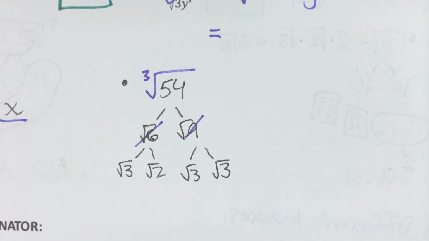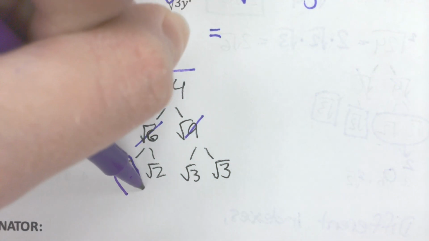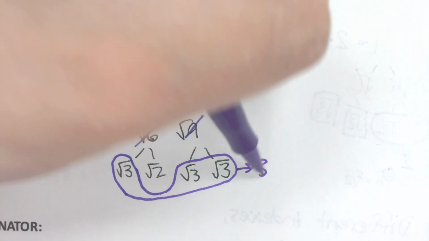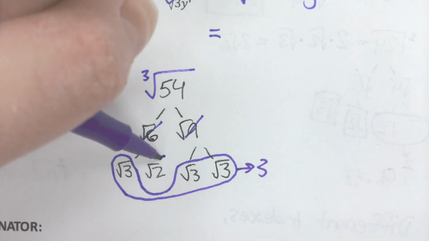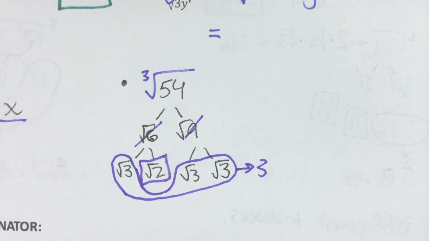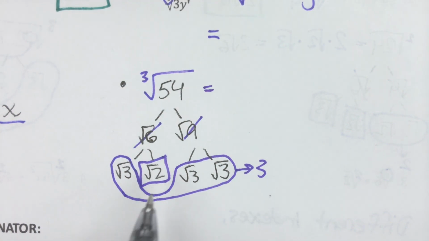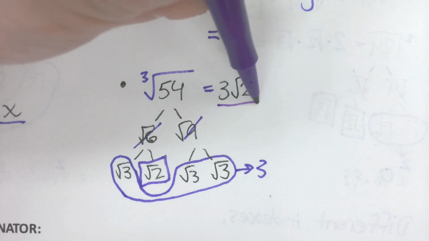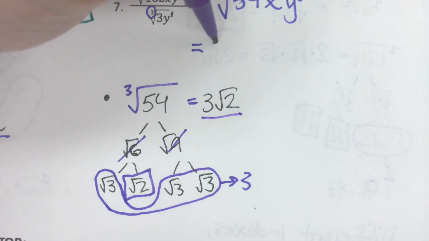The 6 and 9 are both gone now. Reminder, cube root here, we're looking for groups of 3. We do have 3 3s here. So that's going to give us a nice 3. And then don't forget about this extra square root 2. It's all by itself, so it's going to join the answer under the radical. So putting these together, this is just 3 square root 2. Put that above in my answer.